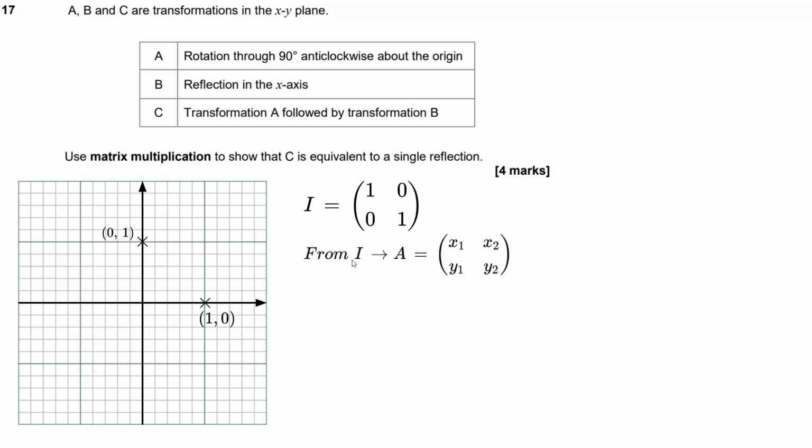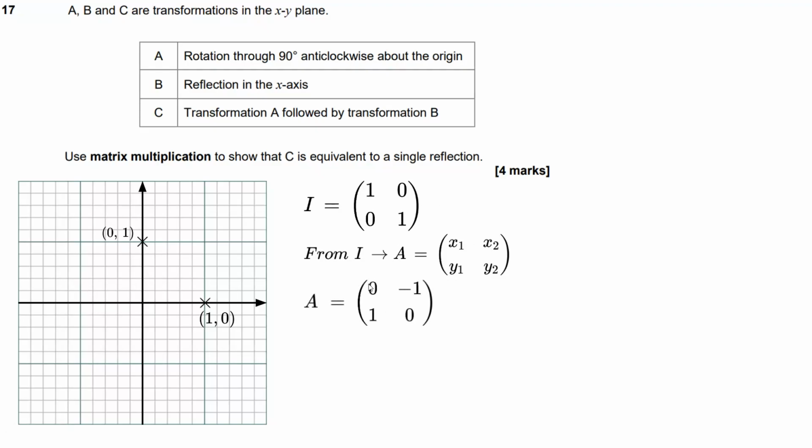Now we want to go from I to A, so you want to rotate 90 degrees anti-clockwise. So imagine where the points would move, and then you want to format it into a matrix. So 1, 0 will go to 0, 1. If you imagine it, it's going to rotate that way, so this will go to here. So the first column is going to be 0, 1, and then the second column, for 0, 1, will now go to here, because if it rotates 90 degrees anti-clockwise, it's going to go down here, and that becomes minus 1, 0.